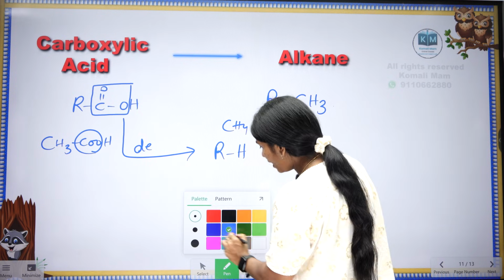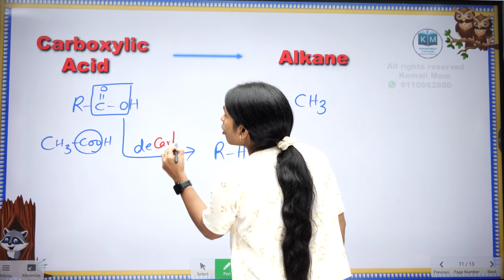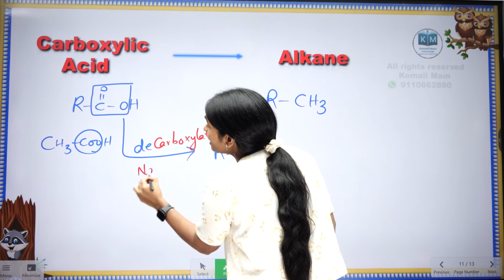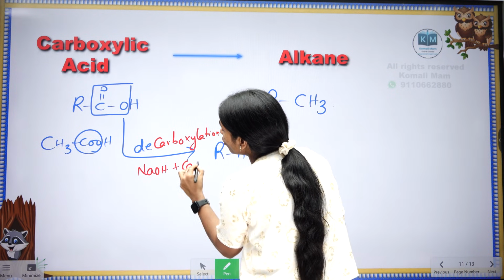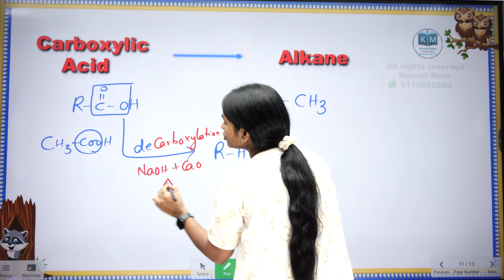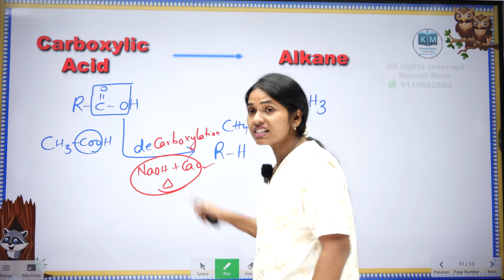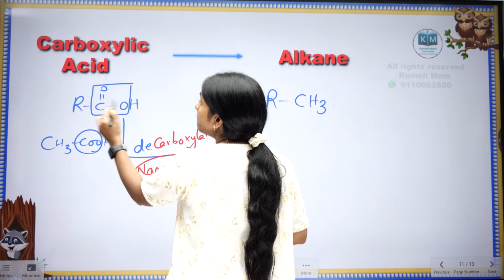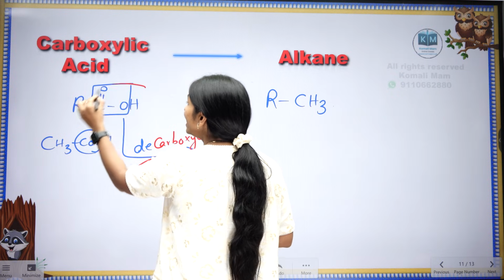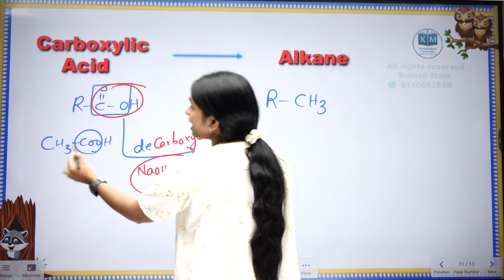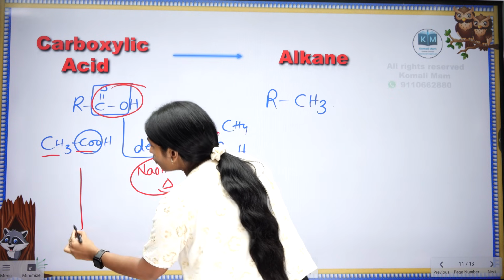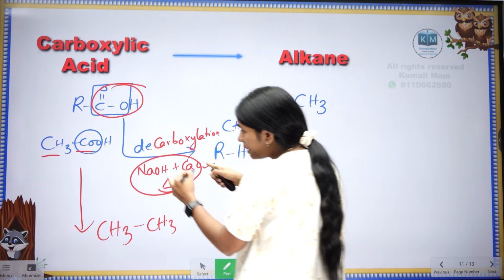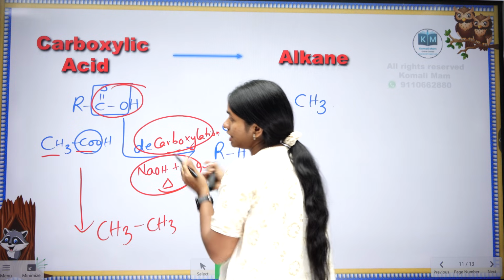Decarboxylation you need to do. What is the reagent for decarboxylation? NaOH plus CaO, sodium hydroxide plus calcium oxide, soda lime. If you take this and heat, then what will happen? CO2 goes out, correct? And if, ma'am, I don't want to remove the group, let's say a 2-carbon acid, I want a 2-carbon alkane only. Okay, if I want 1 carbon less, I need to do decarboxylation.